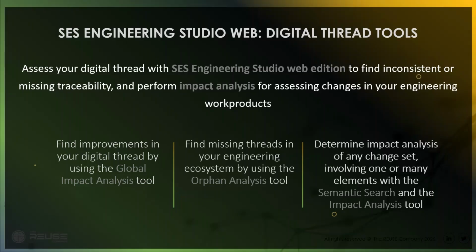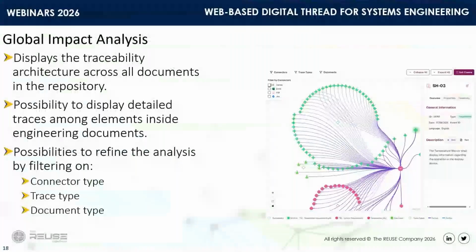And this is while authoring. For posteriori analysis, we offer in the web three different tools: global impact analysis, orphan analysis, and semantic search capabilities. The idea is to understand the situation of the digital thread in regards of traceability architecture. You see if you have created the suitable relationships between documents to hold the traces. Are the relationships held among the elements correct or not correct?